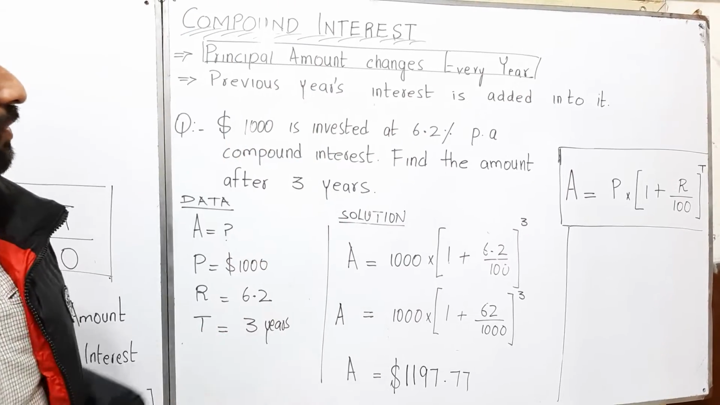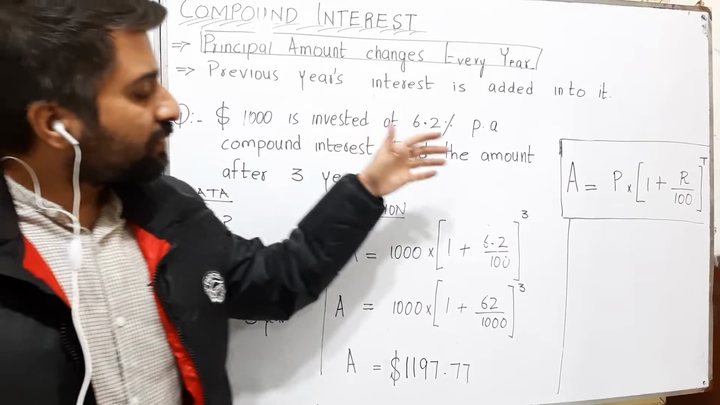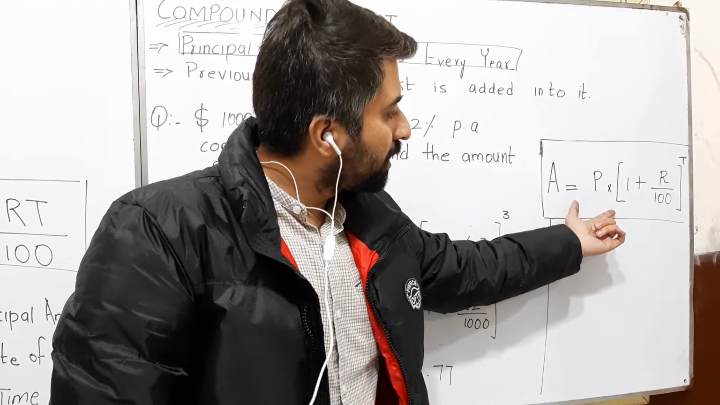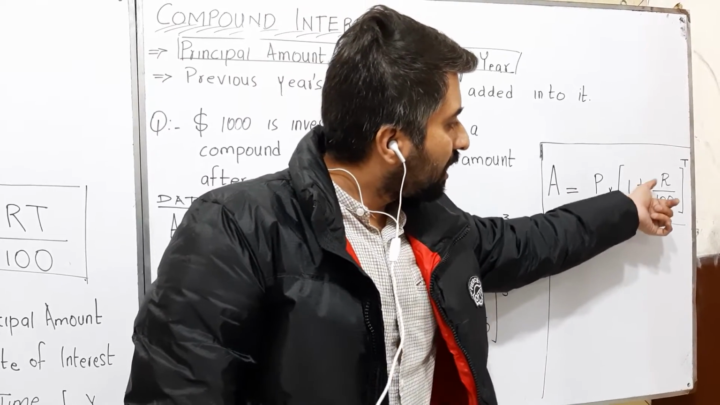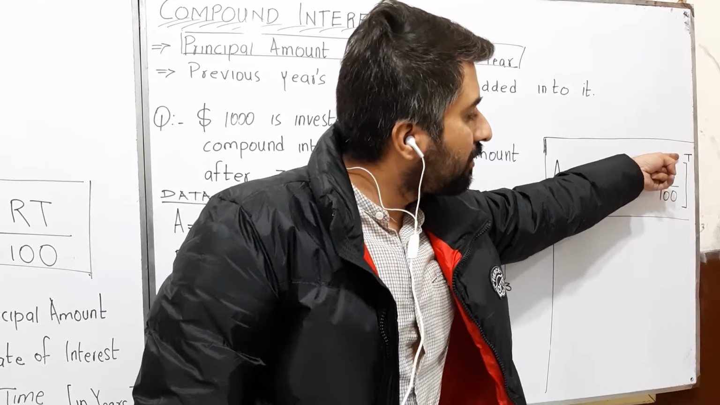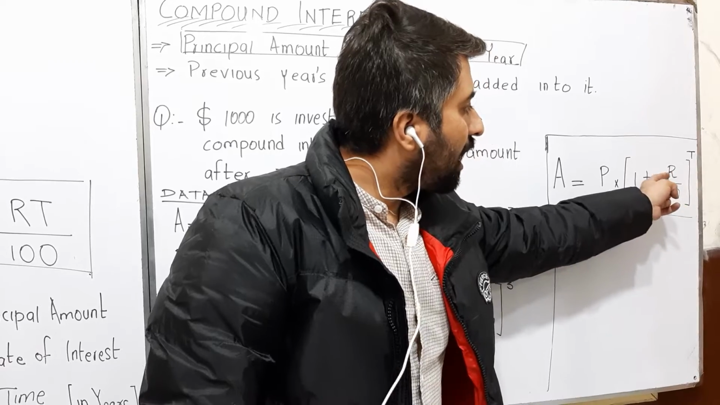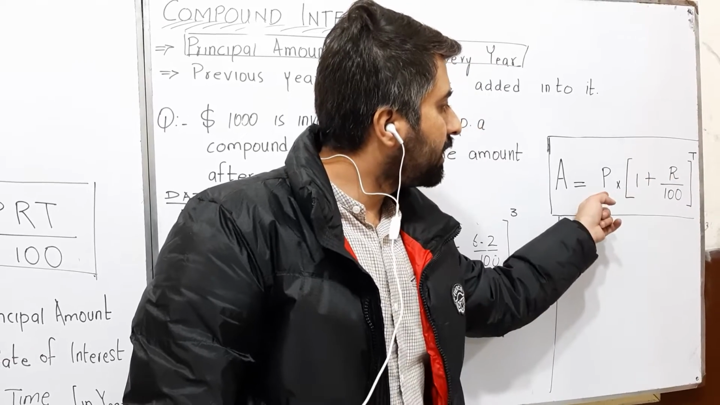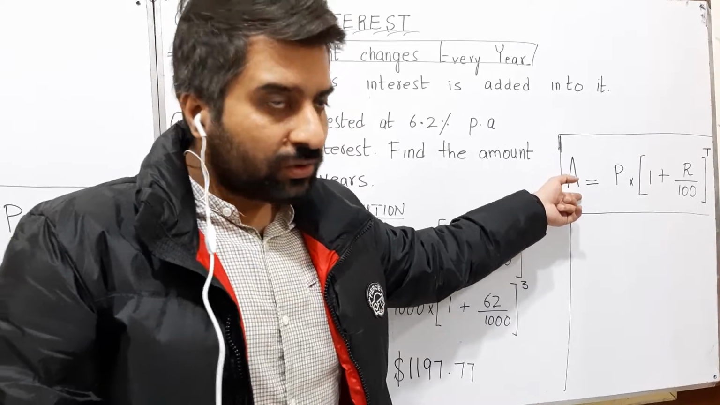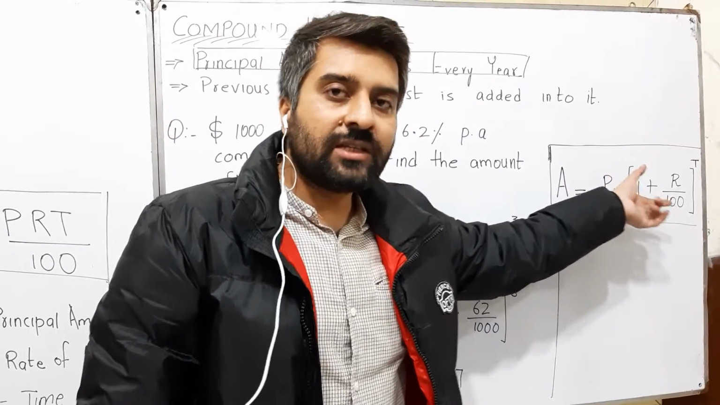So that way it is compound interest. Which formula are we going to use? This formula is for compound interest: A is equal to P bracket 1 plus R over 100 raised to the power T. Now T is the time, it should be in years. R is the rate of interest, P is your principal amount, A is the total amount. This amount includes the principal amount as well as interest.